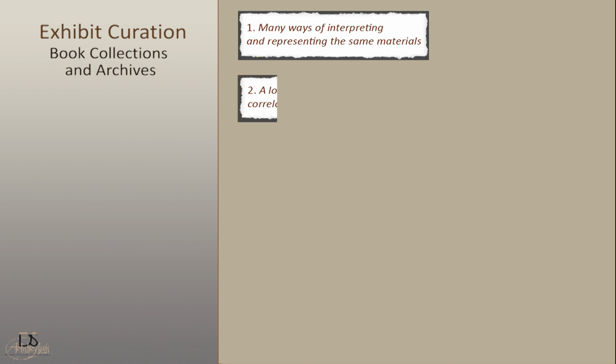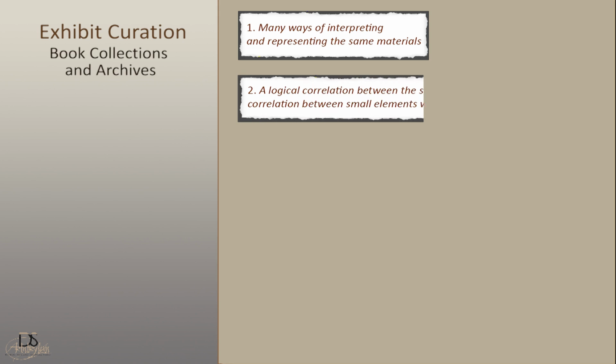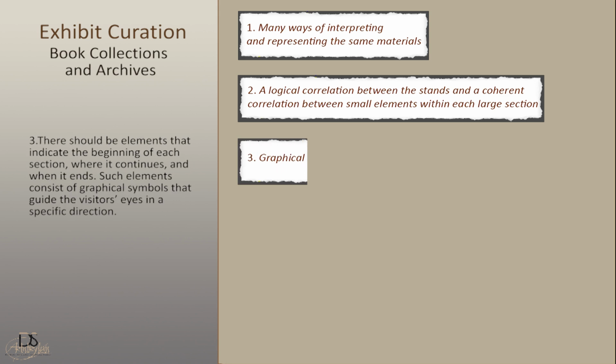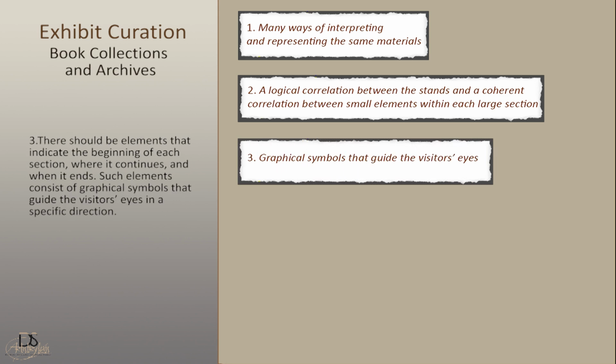2. There should be a logical correlation between the stands and a coherent correlation between small elements within each large section. Each section consists of a few stands and narrates a part of the whole story. 3. There should be elements that indicate the beginning of each section, where it continues and when it ends. Such elements consist of graphical symbols that guide the visitor's eyes in a specific direction.